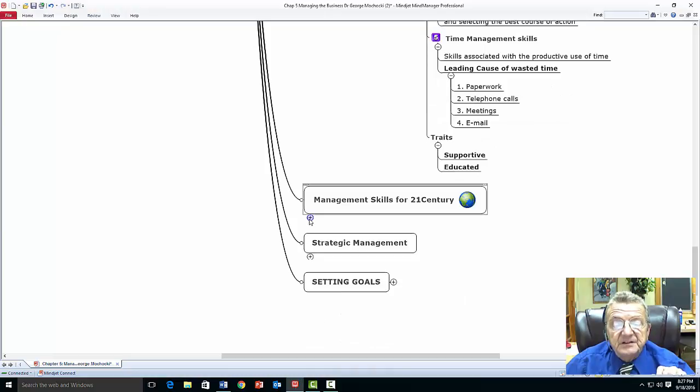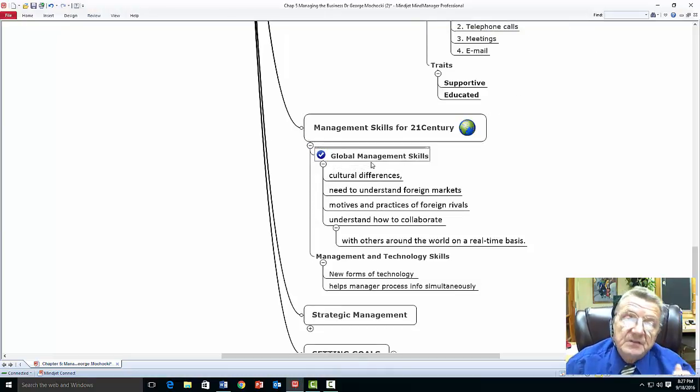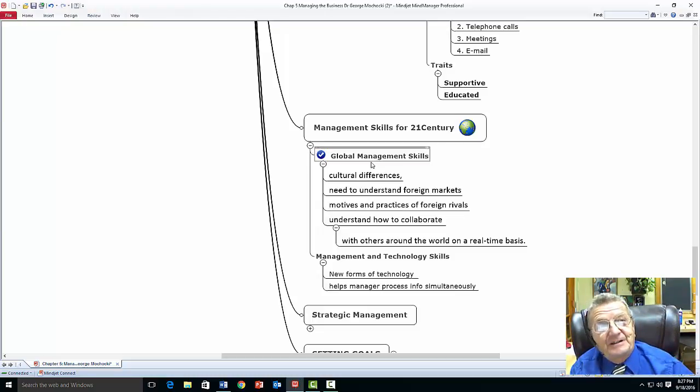Okay, managing skills for the 21st century, you have to have some international, some global management skills. The different cultural differences. Need to understand foreign markets, motives and practices of foreign rivals. Understand how to collaborate, team building with different people, different likes, and it's not only ethnicity or different cultures. A marketing person thinks different than an engineer. An engineer thinks different than a salesperson. So you have different types of individuals, different cultures within the different functionality, which are also different cultures. Could be a whole new language, plus ethnicity and different cultures from people.